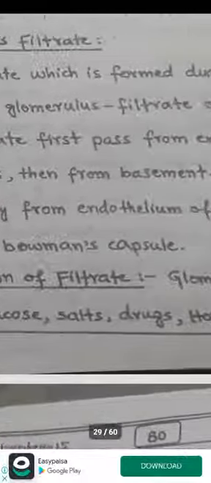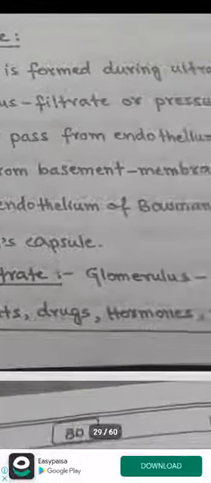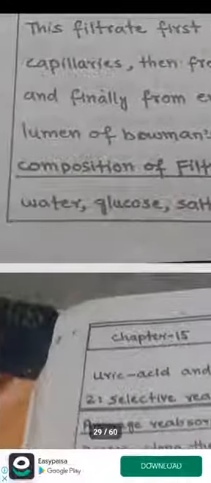Glomerular filtrate. The filtrate which is formed during ultrafiltration is called glomerular filtrate or pressure filtrate. This filtrate first passes through the endothelium of glomerular capillaries, then through the basement membrane of capillaries, and finally through the endothelium of Bowman's capsule into the lumen of Bowman's capsule.